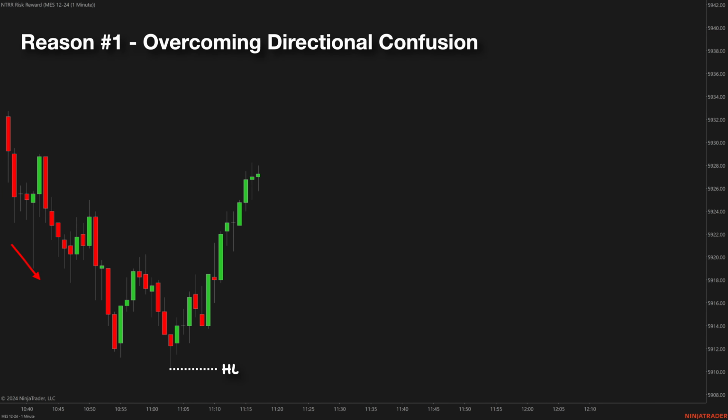Next, we waited for a change of character to confirm that the short-term downtrend had ended. This confirmation came when the price broke above the previous lower high. Following this, we monitored the price for a pullback into this area, which had previously acted as both support and resistance, expecting it to now act as support again after the breakout.